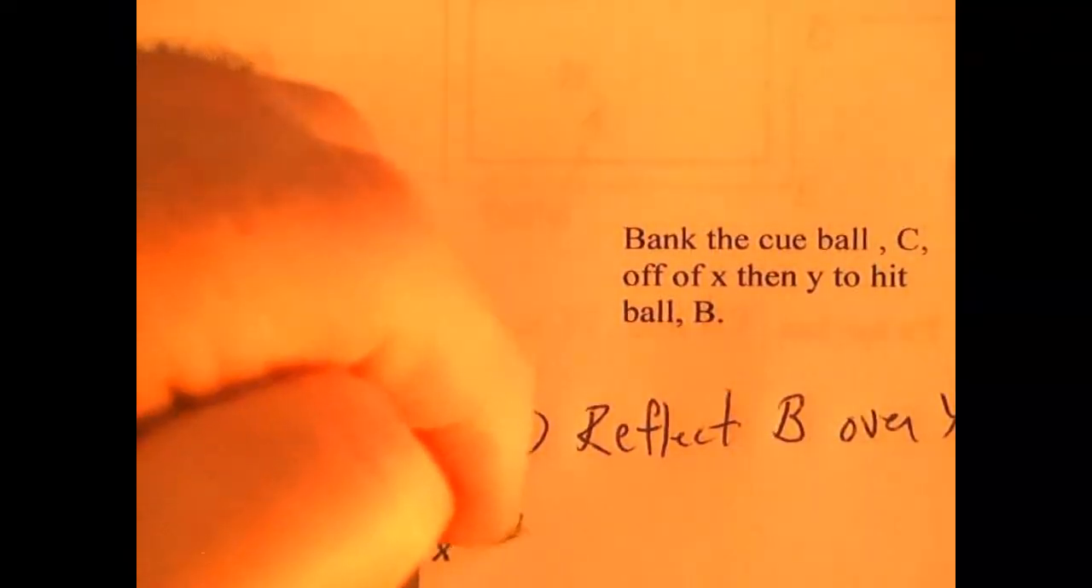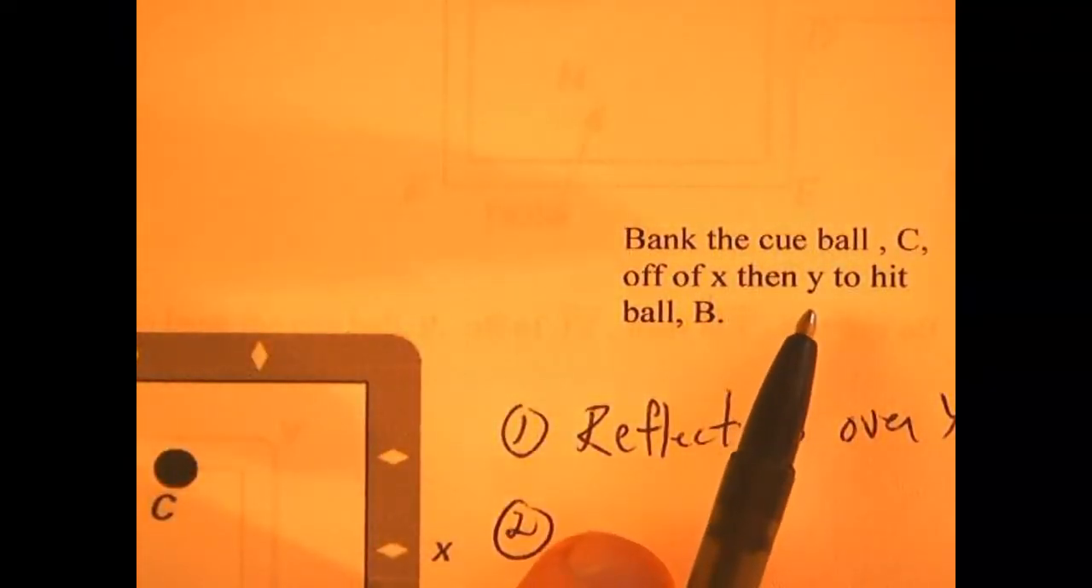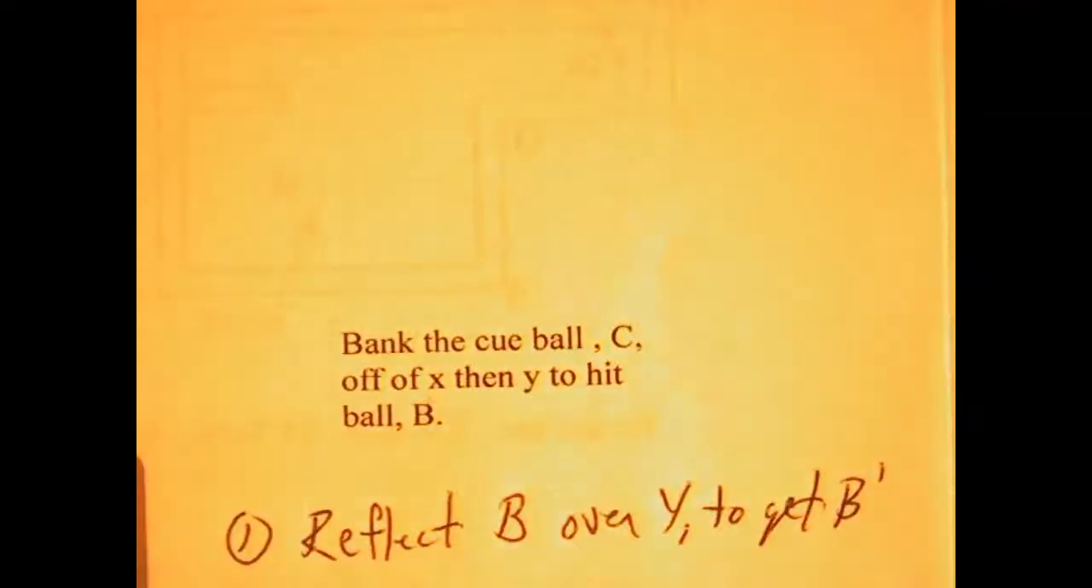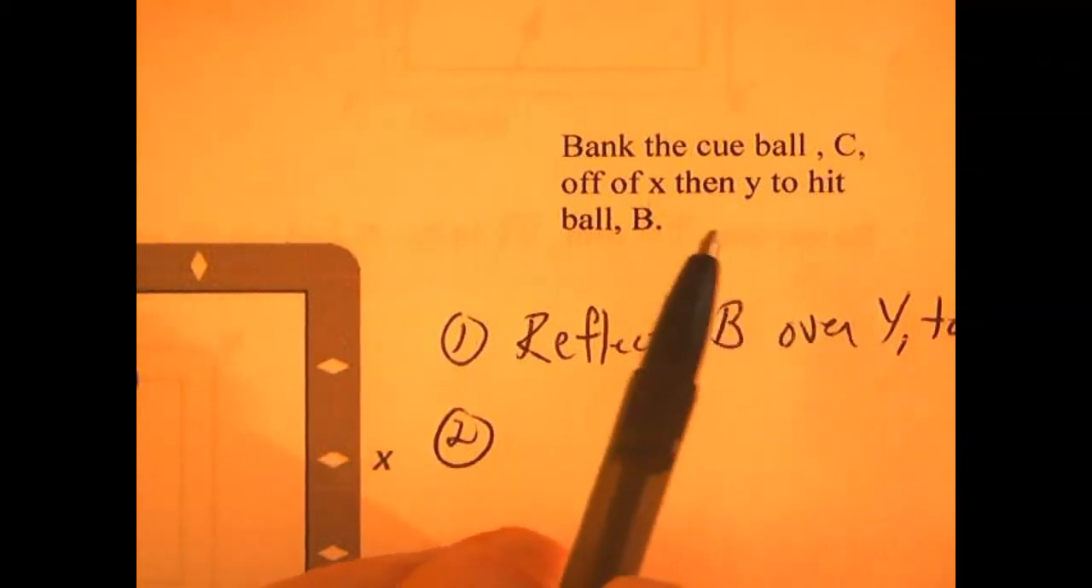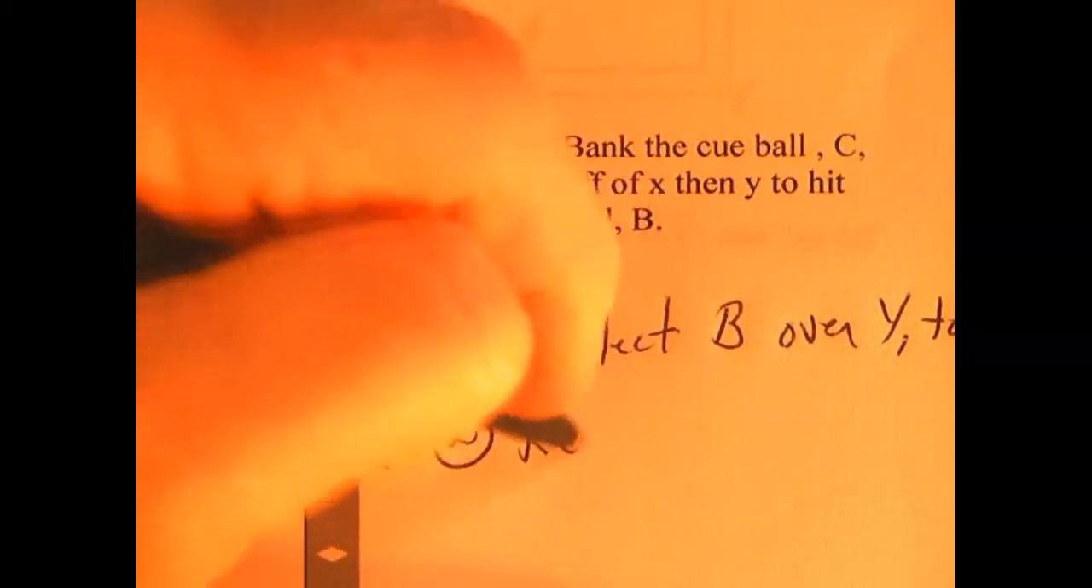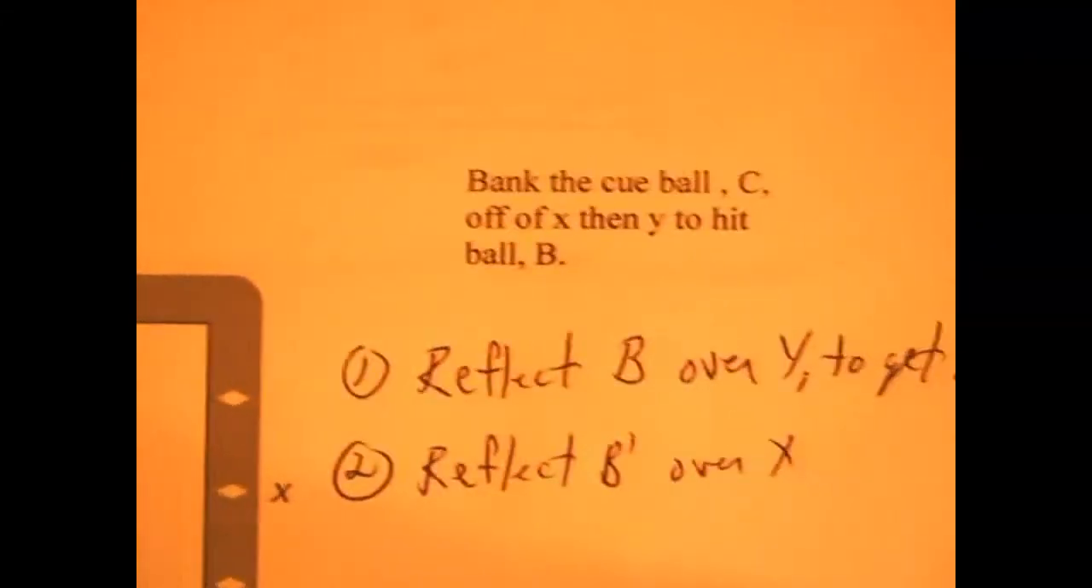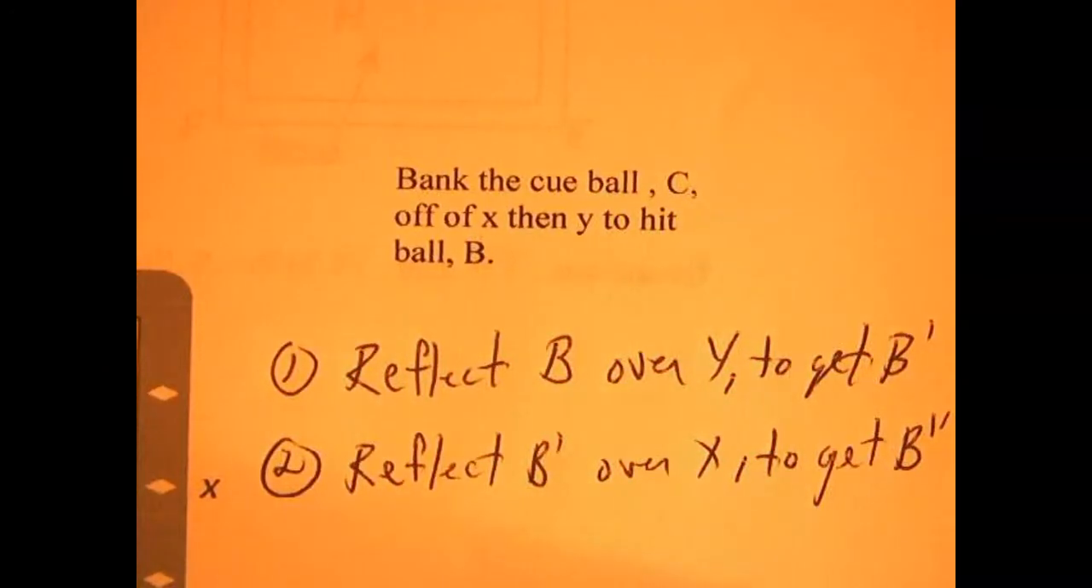Okay, number two, we're going to continue reading backwards. We found B prime, right? It makes it a little bit easier if we have a name for things. Now we're going to reflect B prime over X. And that's going to give us B double prime. So that's what happens when you do two reflections. You get two little tick marks there.